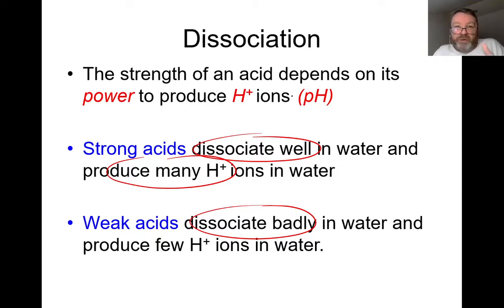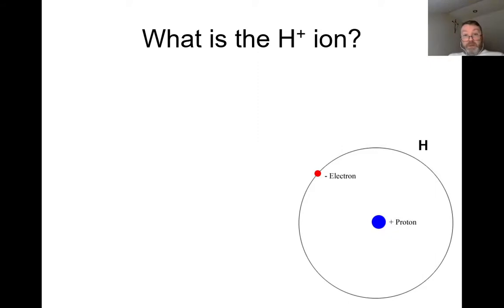Maybe 1 in every 100 might break apart, but most of them simply stay together as that molecule and don't give you many H+. And because we've got few H+, the acid isn't going to do what it's able to do. When we get a lot of H+, we get a lot of acidic activity. So few H+, little acidic activity, call it weak. Many H+ gives a lot of acidic activity, which we call strong. Okay, so when we talk about producing H+, what do we mean?